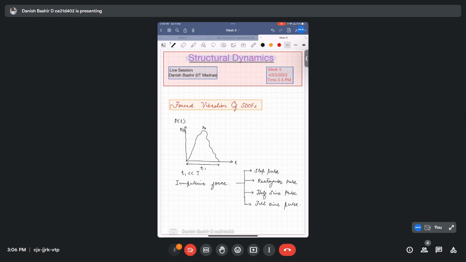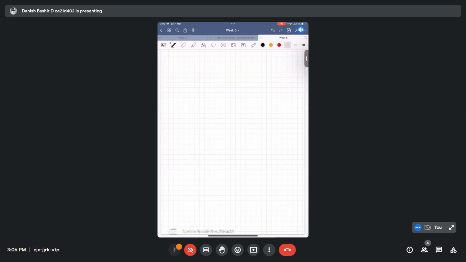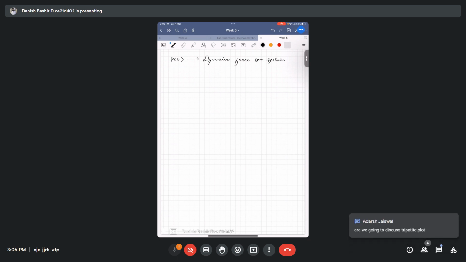So first we will see what impulse is, and later on we will deduce all the relations related to the response of a system to these step pulse, rectangular pulse. For example, we all know this basic concept regarding impulses. For example, P of t is a dynamic force on our system.